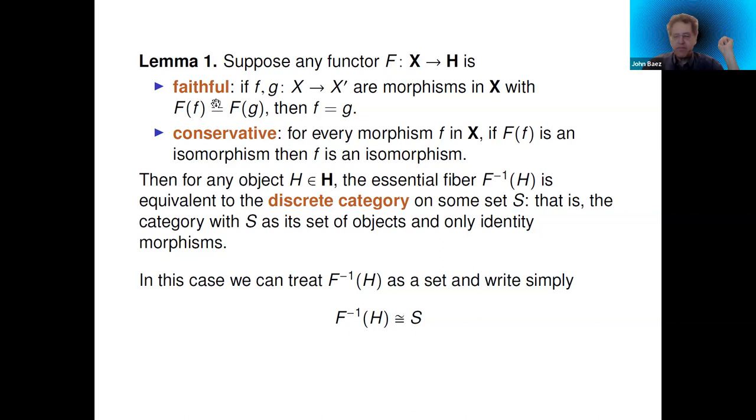So that's one way of simplifying the essential fiber: demand F is faithful, and you get a poset. Another way to do it is you can demand the functor reflect isomorphisms. And then your essential fiber is a groupoid. For some reason, reflecting isomorphisms is also called conservative, and I've been at least temporarily bullied into using that term, even though I don't like it. I have some idea of the history of that, but I'm not sure how much I like it either. Anyway, the conservative ones have essential fibers which are groupoids, and the faithful ones have essential fibers which are posets.